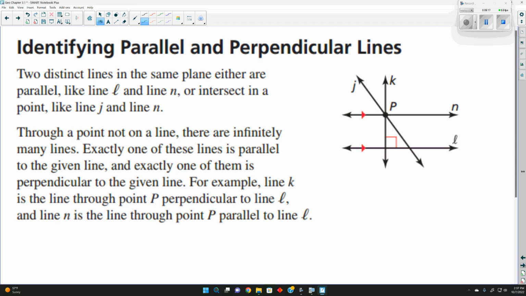Identifying parallel and perpendicular lines. Two distinct lines in the same plane are either parallel, like L and N, or intersect in a point, like J and N. Given a point not on a line, there are infinitely many lines through it, but exactly one of these is parallel to the given line, and exactly one is perpendicular. We can draw an infinite number of lines that intersect it, but only one is going to be parallel and only one perpendicular.